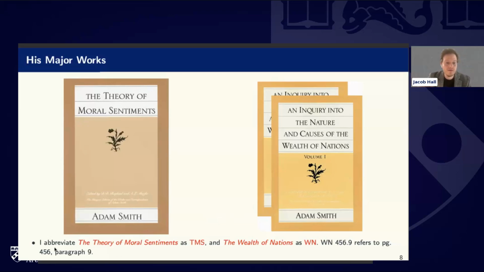If you're following along at home, looking at the quotes that I'm going to provide later on, I abbreviate Theory of Moral Sentiments as TMS and The Wealth of Nations as WN. WN 456.9 refers to page 456, paragraph 9. So if you're looking back at these lectures and you want to go to the text, this is the schematic here.